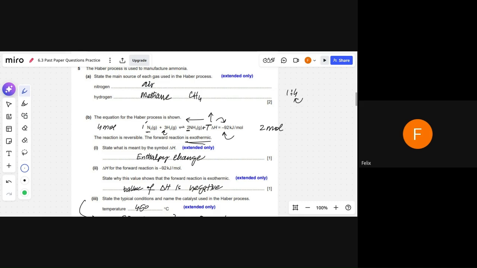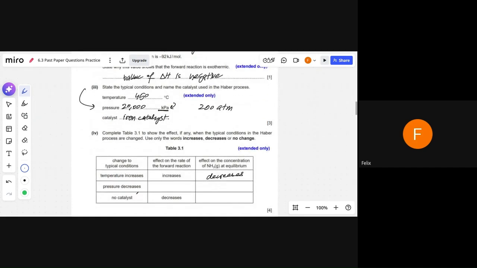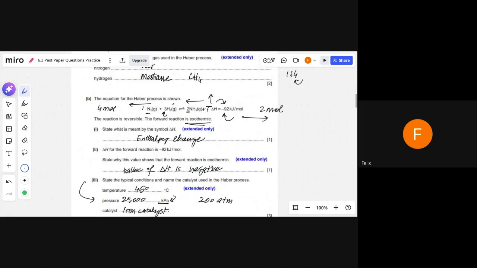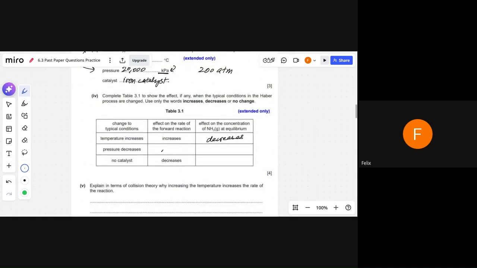Okay, so if we increase pressure, the reaction will shift towards the fewer moles. And if we decrease pressure, then the reaction will shift towards the greater number of moles, which is the left side. Now, in the question, they are decreasing pressure. So decreasing pressure will shift the reaction towards the greater number of moles, towards the left side, and the rate of the forward reaction will decrease, and the concentration of ammonia will also decrease. So here we write both decrease.